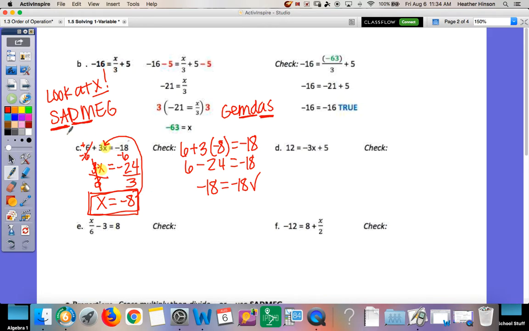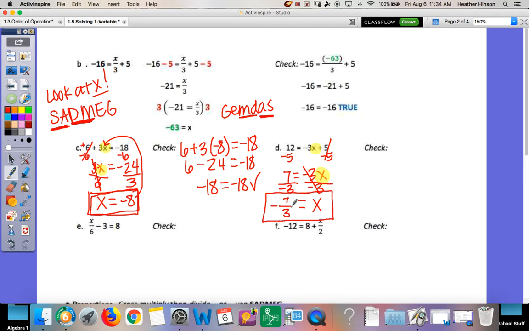Okay, D. Looking at x. Looking at that side, do we have subtraction or addition? Yes, we have a plus 5. The opposite of that is minus 5. Take it to the other side. 12 minus 5 is 7. On our x, do we have any multiplication or division? Yes, this is negative 3 times x, so the opposite is to divide. So x equals 7 and 3 have nothing in common, so we're not doing decimals, so we just bring that down.